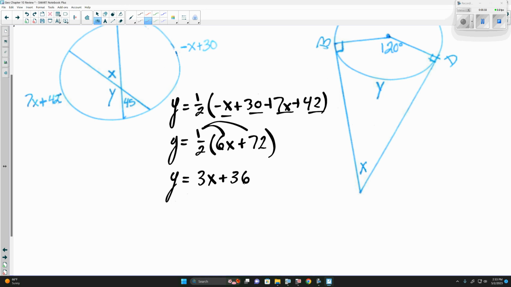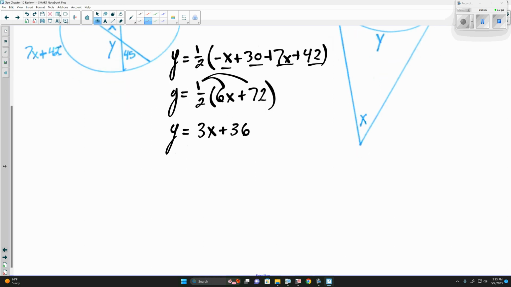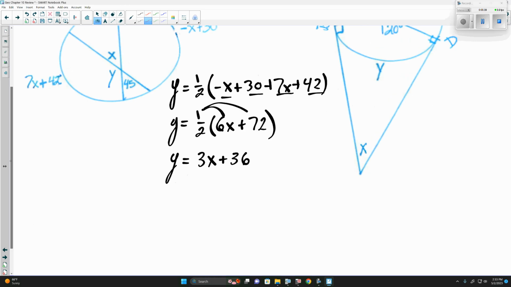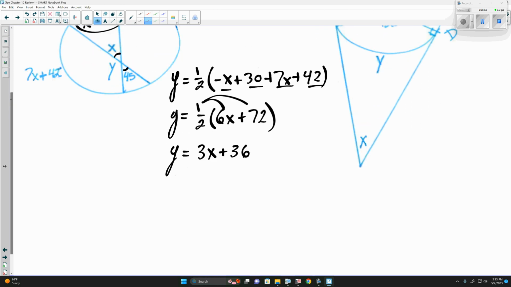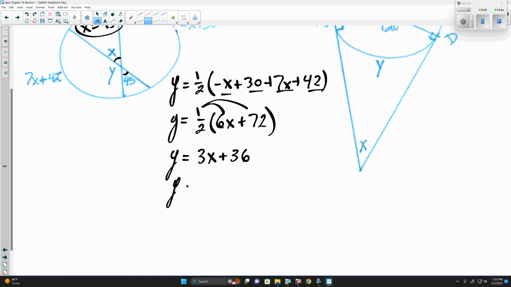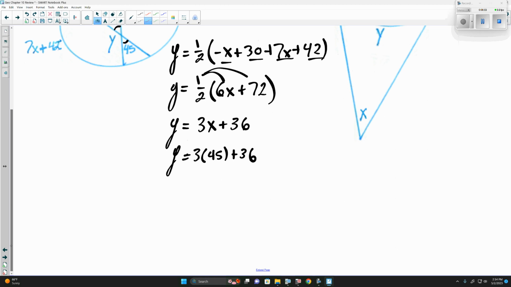Well, we do have an issue because we have how many variables? 2. We can only solve for 1. Well, what is the value of x? These two are vertical angles, so these two would be the same. So x is 45, which is helpful because it just tells us y is equal to 3 times 45 plus 36.